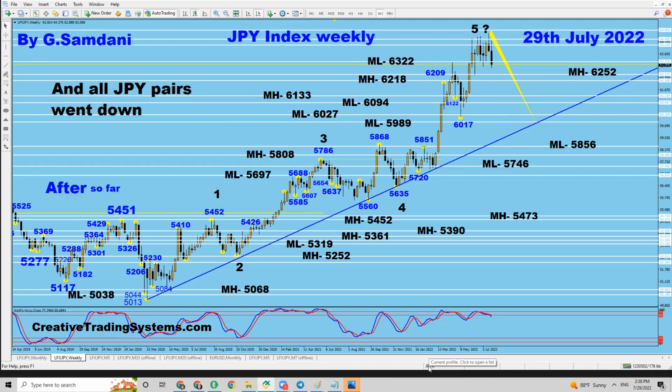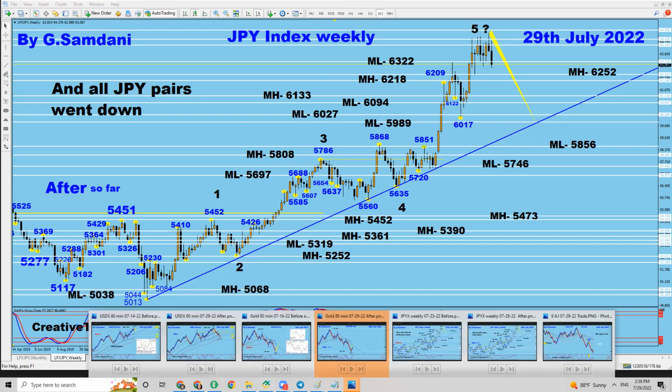Another chart that I had: the pound USD and Aussie USD to the upside, and USD yen to the downside, is because USD is supposed to get weaker. And let me show you the USD. Okay, I'm going to show you the USD 80-minute chart.